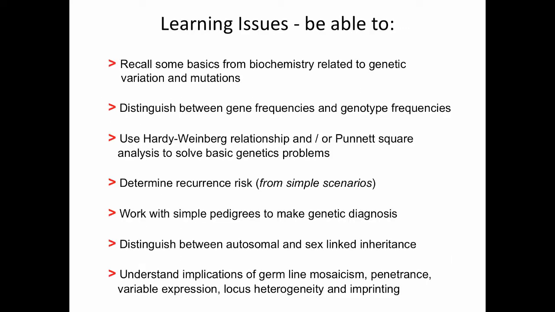For learning issues for this next series of podcasts, you should be able to recall some basics from biochemistry that relate to genetic variation and mutations. You should be able to distinguish between gene frequencies and genotype frequencies. You should be able to use the Hardy-Weinberg relationship and/or Punnett square analysis to solve basic genetic problems. You should be able to determine recurrence risk from simple scenarios that you might be presented with.